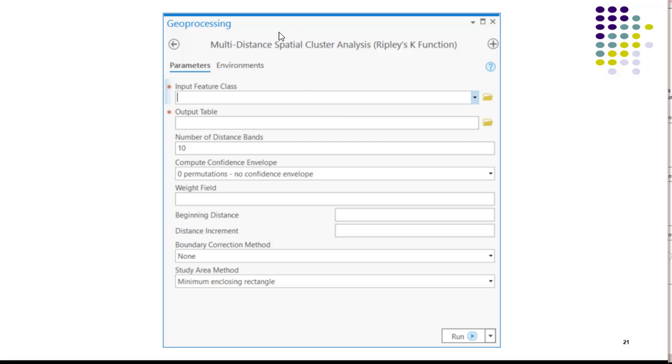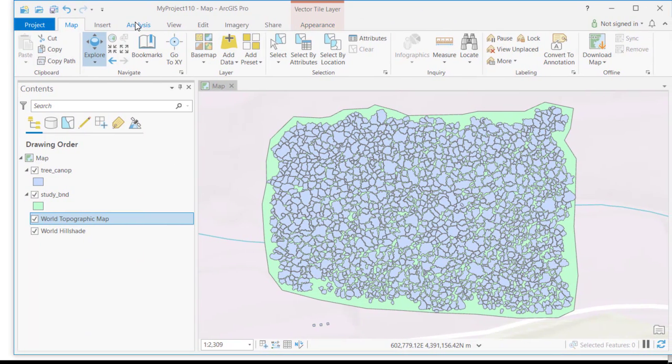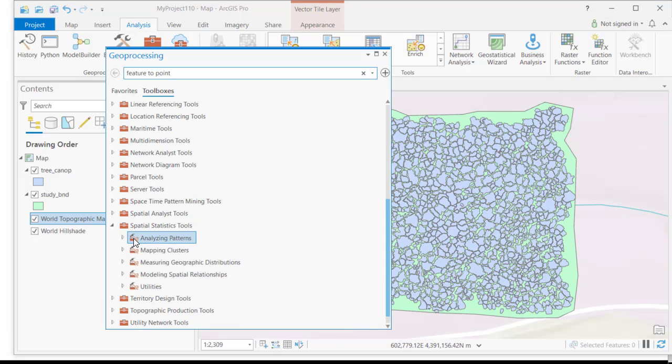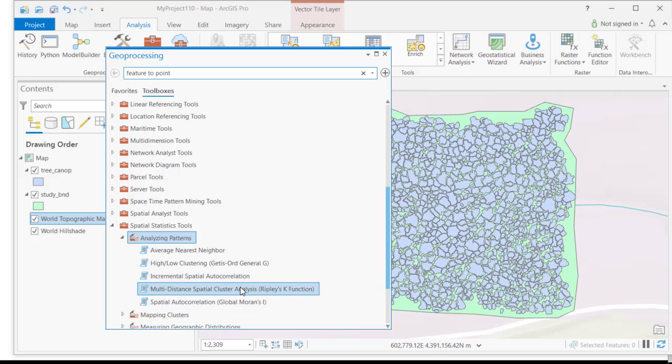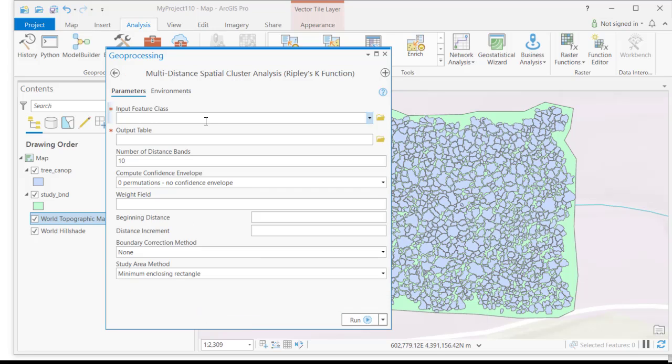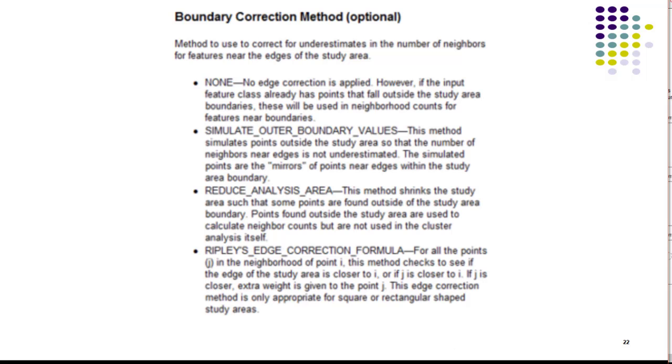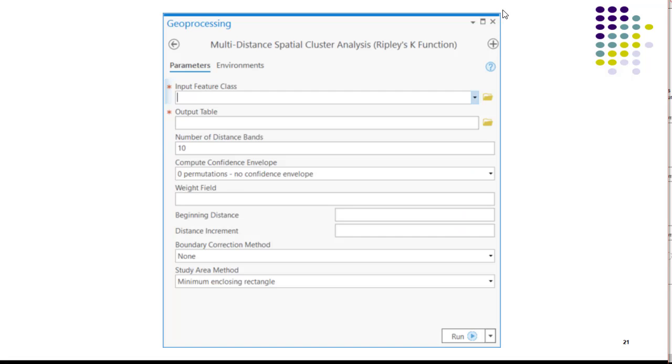This is what the tool looks like in ArcGIS Pro, multi-distance spatial cluster analysis, Ripley's K function. Let me just show you where that is real quick here. It's in our analysis tools, and we can see under analyzing patterns, the multi-distance spatial cluster analysis. The boundary correction method, so that's right here, boundary correction method. We always want to specify a boundary correction method.